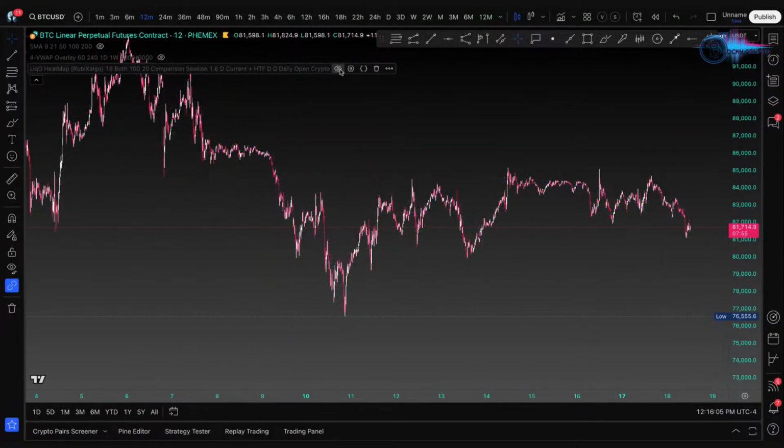So what I'm looking at now is we swept this low here on lower time frame. I'm on the 12-minute. We swept this low here. Now I'm looking for some type of market structure change. Come back above this high here. If we get back above this high here, let me put a line there.